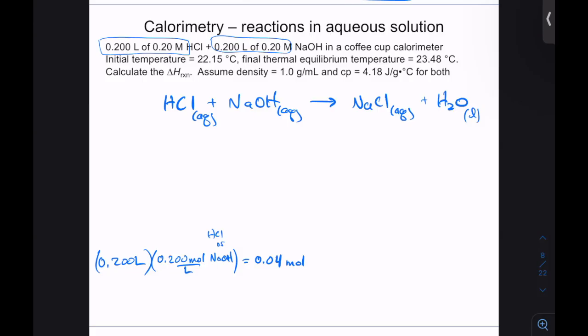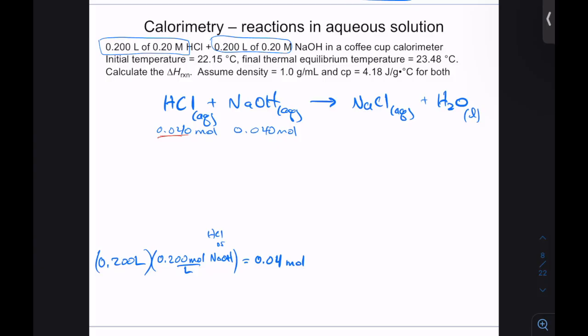And it's perfect, right? Nothing's in excess. This is all 1 to 1 to 1 to 1. So we're reacting basically 0.04 moles of HCl with 0.04 moles of NaOH. And you remember your stoichiometry, we're going to produce 0.04 moles of NaCl and 0.04 moles of H2O. Okay? All right, so let's go ahead and do the math then, because now it's pretty straightforward.